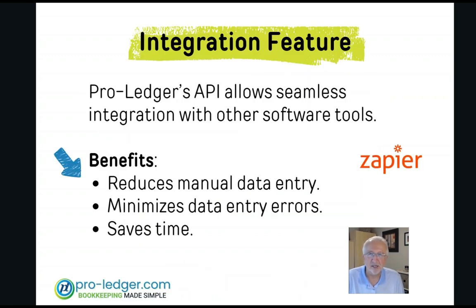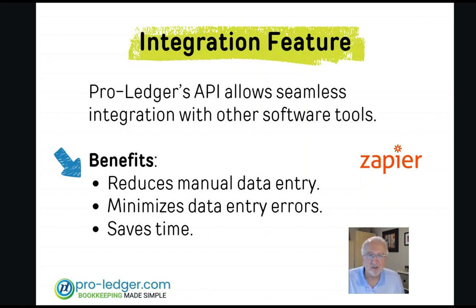The first one we're going to talk about is the feature in the program called the integration feature. Which means that ProLedger will allow you to connect with other software tools. And that means that instead of manually doing bookkeeping entries, the bookkeeping entry will come across from the other tool to ProLedger automatically. So for example, if you collect your sales through PayPal or Stripe or some other payment processor, instead of you manually entering in that sale, it'll come across for you automatically as a bookkeeping entry in ProLedger Online.